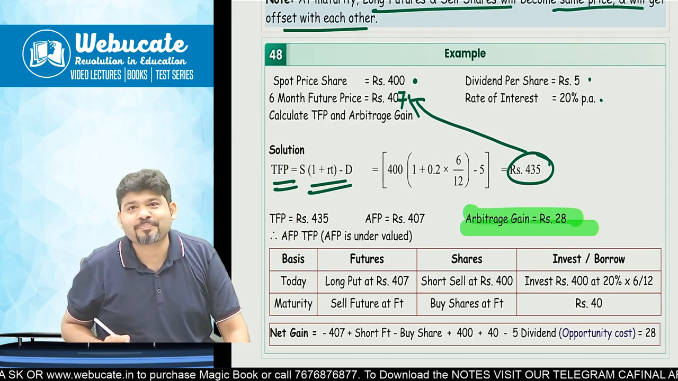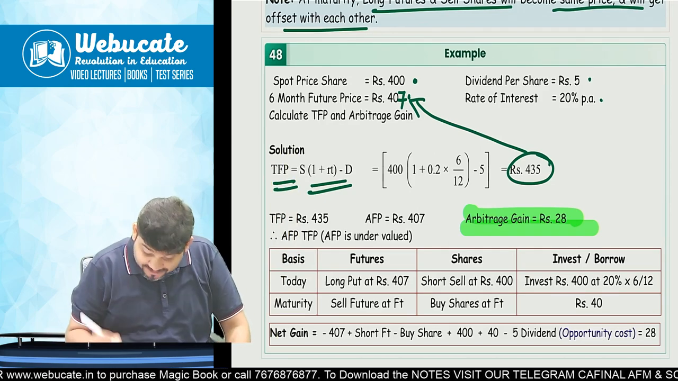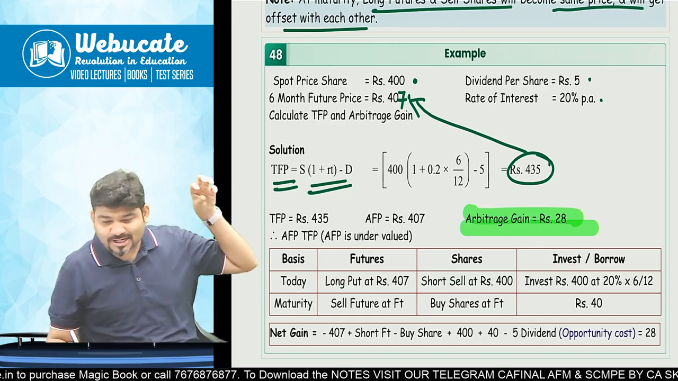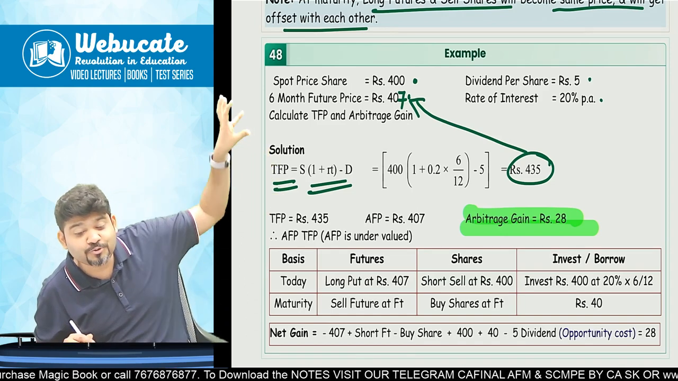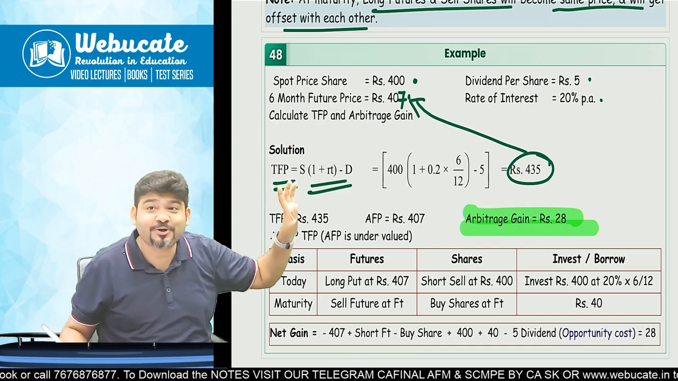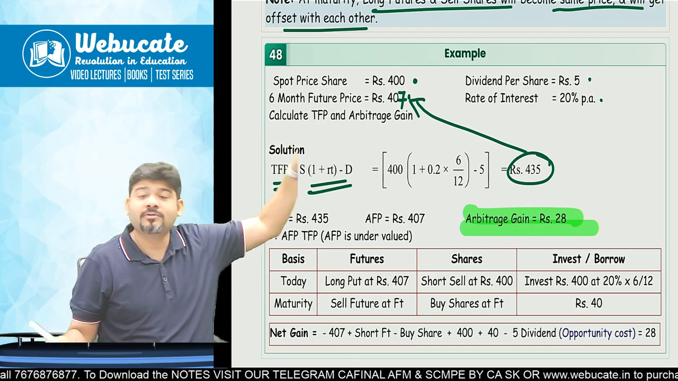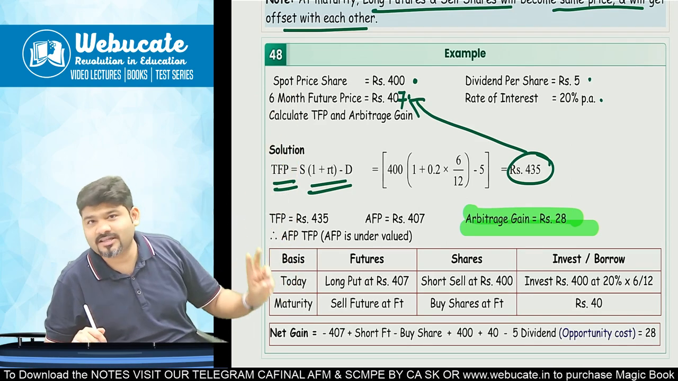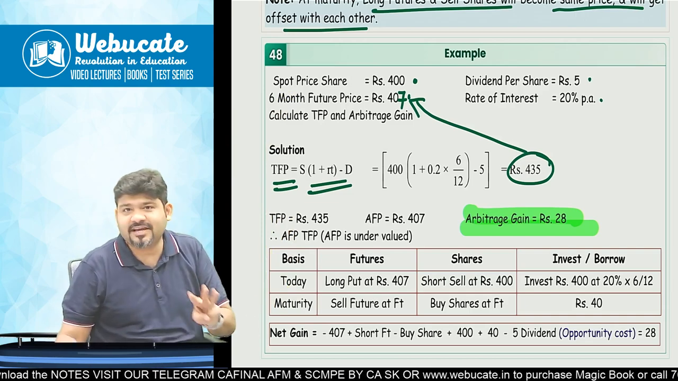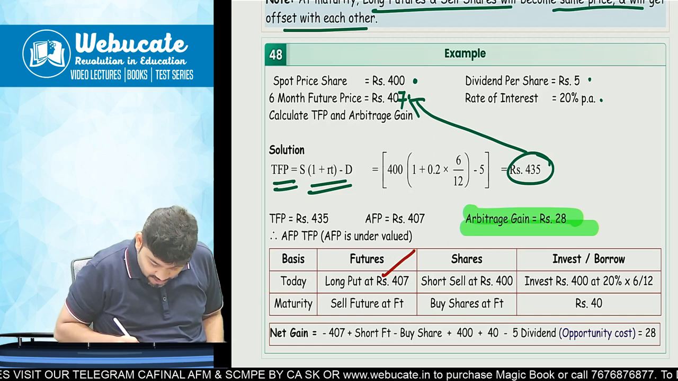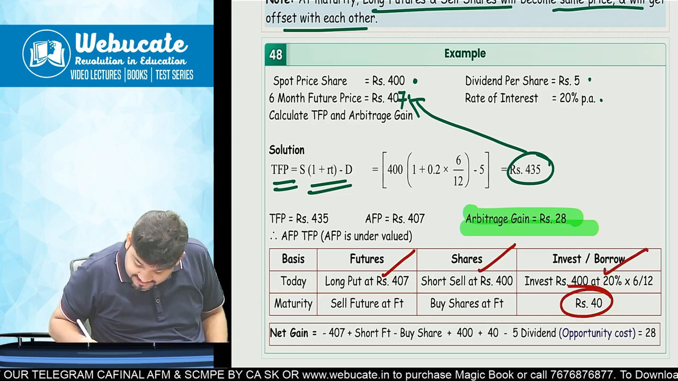Now, pay attention. I'm explaining the whole formula logically. Something that should be 435 is available to you at 407. So arbitrage exists. What are you going to do? You are going to purchase it right now. Purchase the futures means long futures. Long futures means short sell the shares. Short sell the shares means invest. Invest means you will get the interest. Got it? So long, short sell, invest, you will get the interest.